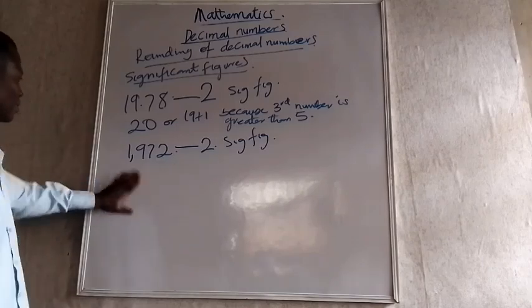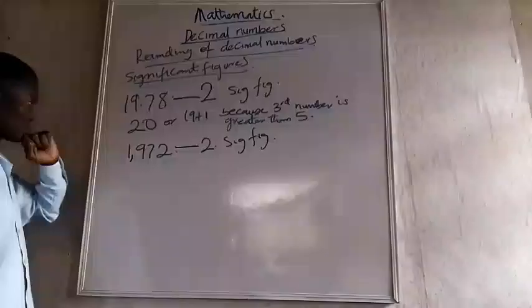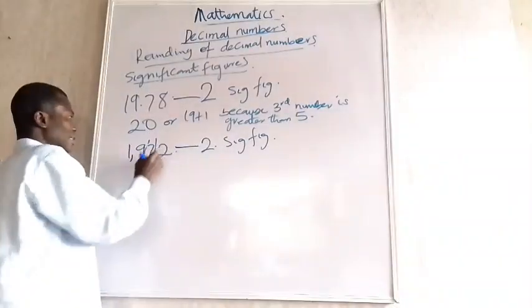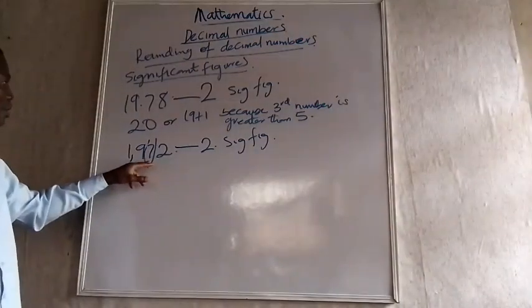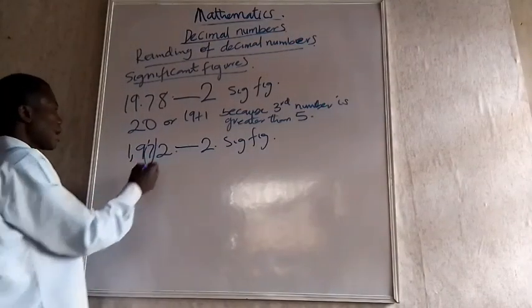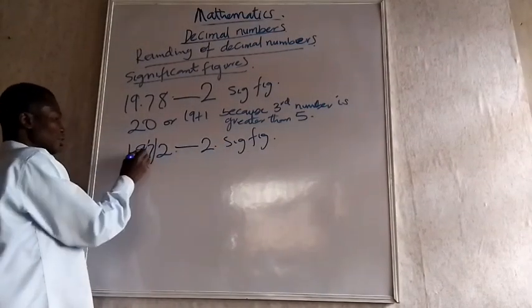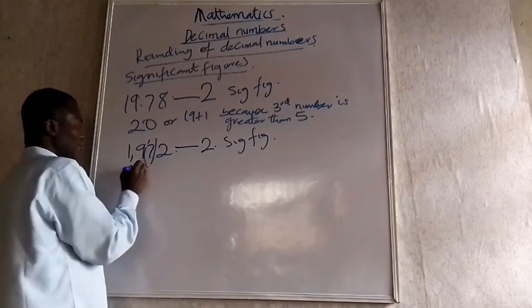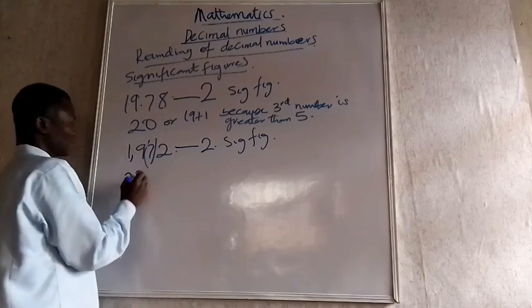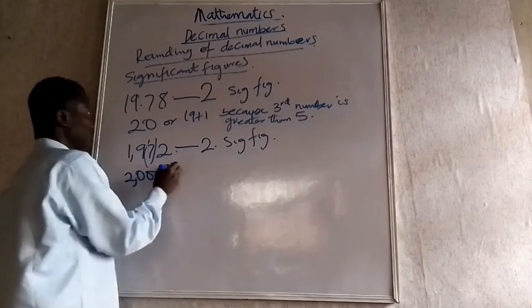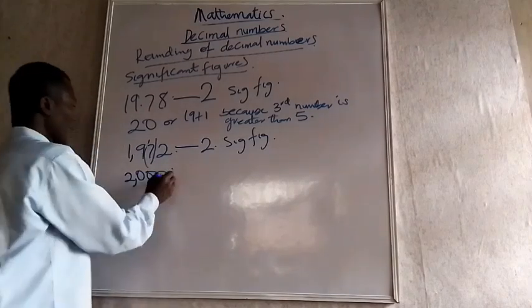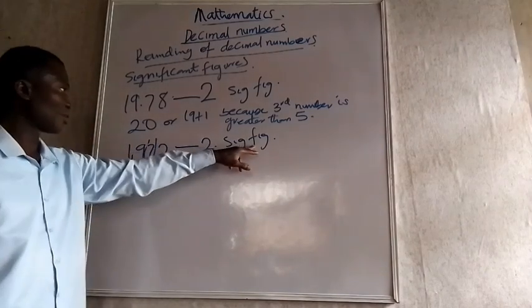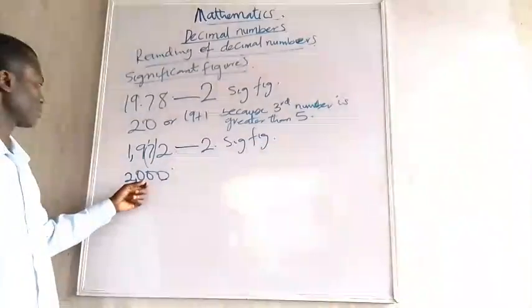Now let's make this one 2 significant figures. If you look at this, I have 1972. The third number is greater than 5. So what do I do? I want to change to 2 significant figures. So I add 1 to this. By the time I add 1 to this one, I'm going to have 2, 0. And this other one will become 0. You can see, to 2 significant figures, at the end of the day, this one becomes 2, 0, 0.